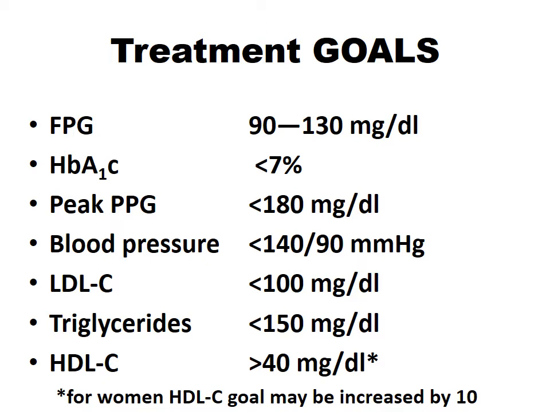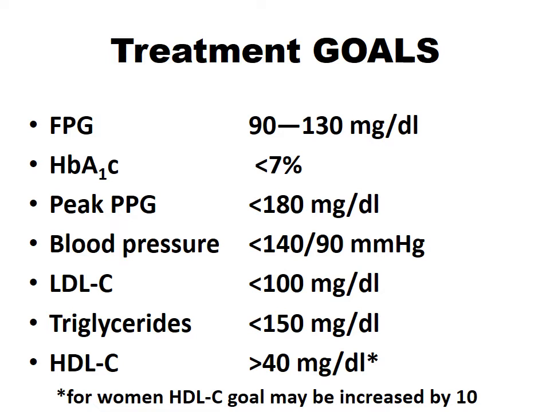Treatment goals. In this patient, the fasting blood glucose level should be between 90 to 130 milligram per deciliter. The HbA1c should be less than 7%. Postprandial glucose level should be less than 180 milligram per deciliter. Blood pressure should be reduced to less than 140 over 90 millimeters of mercury.